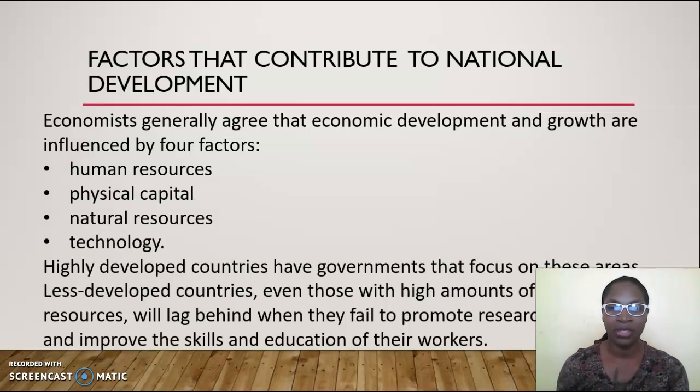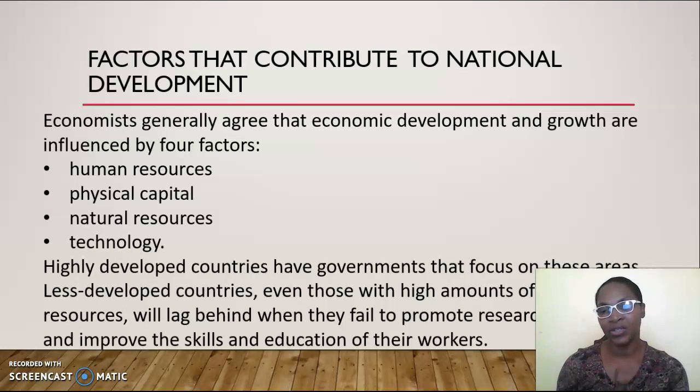Another resource that's important in the development of the country is the physical capital, and this is referring to money. For the economy to develop, of course, we need money. Money makes the mare go. So we need money for investment in business, to pay the workforce, and for a host of other things.